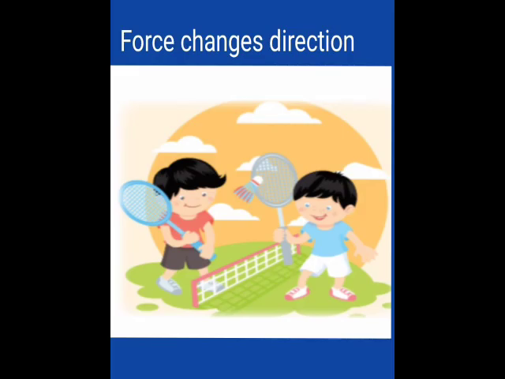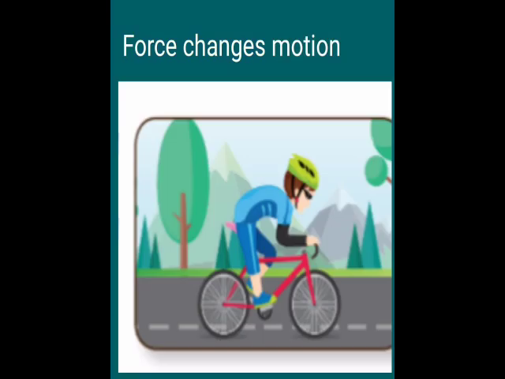First, force changes direction. Here in the picture, a boy hits the shuttlecock and it reaches the other boy. He hits it again with the racket to move it to the opposite direction. The next is force changes motion. The cycle moves forward because force is applied on the cycle by pedaling. When we stop pedaling, the force is removed and the cycle stops and comes to rest.